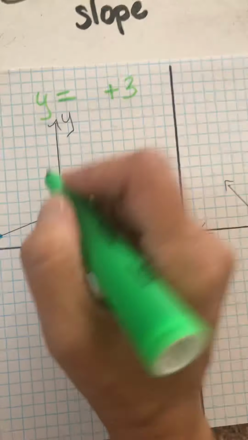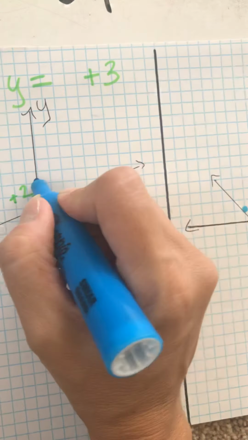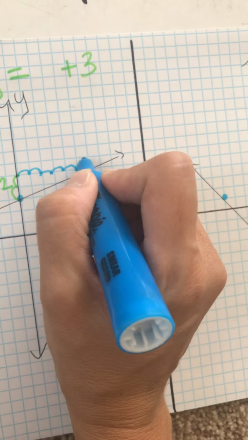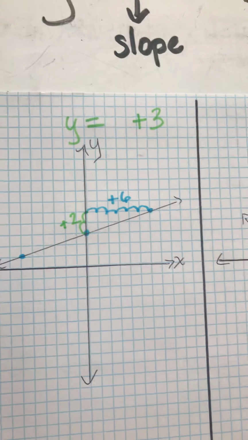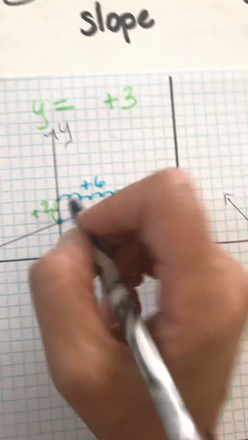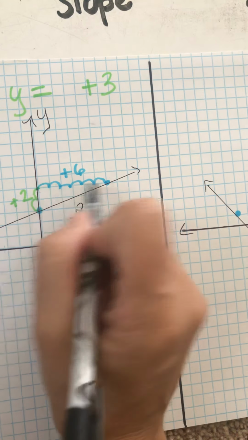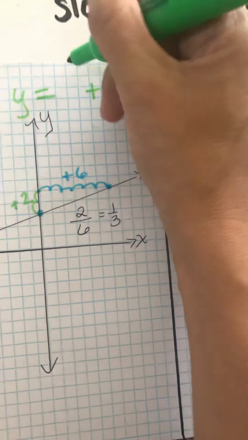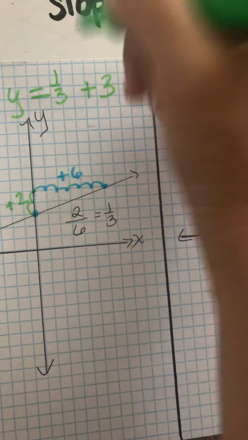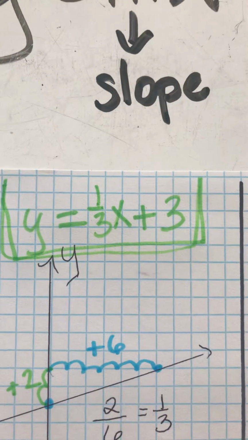All right, I'm just going to go by counting since they are all worth 1, and I'm going to go 1, 2, up, and then we're going to go 1, 2, 3, 4, 5, 6 over. Now this is a slope value of 2 over 6. Remember, rise over run, but everything we have been doing gets simplified. So your slope is going to be 1/3 and then times x plus 3, final equation.